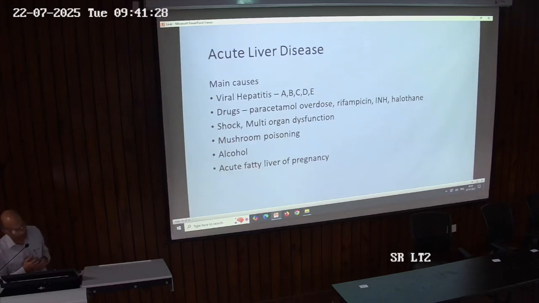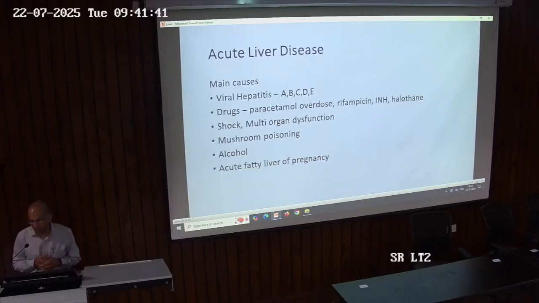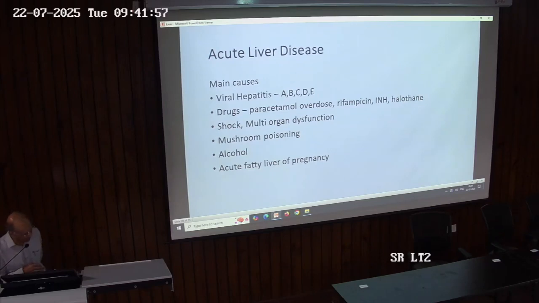You have viral hepatitis A, B, C, D, and E. Then drug abuse or reaction to drugs, the most common being paracetamol. Tylenol or paracetamol overdose is, apart from alcohol, one of the most common causes of acute liver failure. So paracetamol is not such a harmless drug after all. Okay. Paracetamol overdose, rifampicin, INH, halothane, these are some of the hepatotoxic drugs.